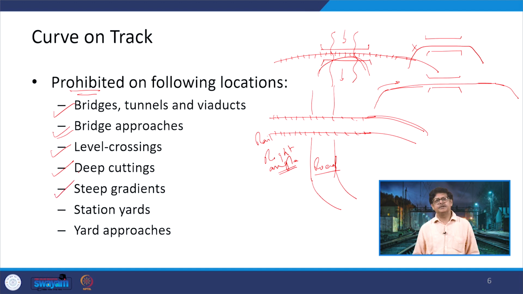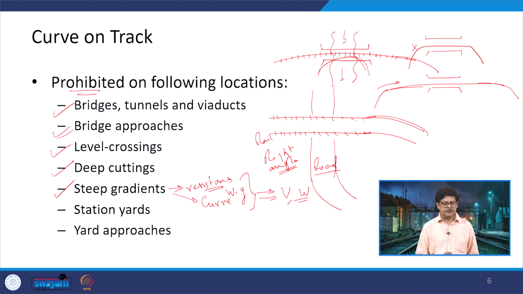In the case of steep gradients, one resistance is already coming and that is very high, which we have discussed, that it is W into G, if you remember. And at the same time, if the curve is also provided, then these two are going to provide a combined effect, and that combined effect will further induce problems in terms of the speed as well as in terms of the weight which can be hauled. So, there is an issue here. In those particular cases, we should not provide a curve because this will otherwise add on to WG.